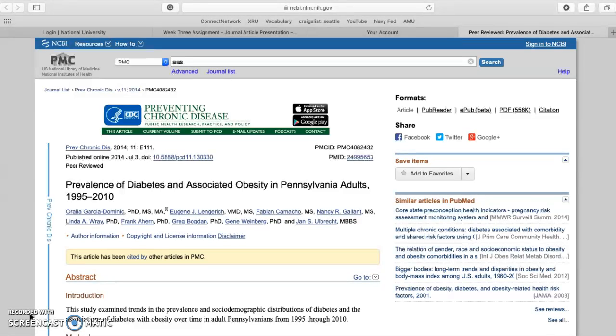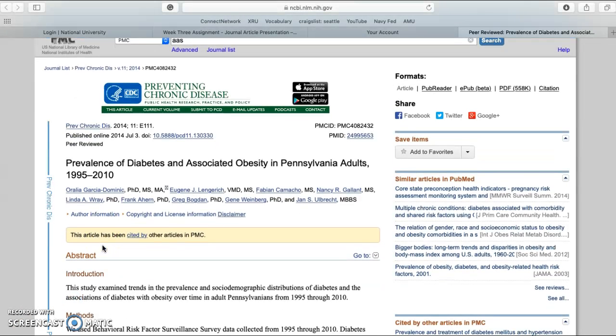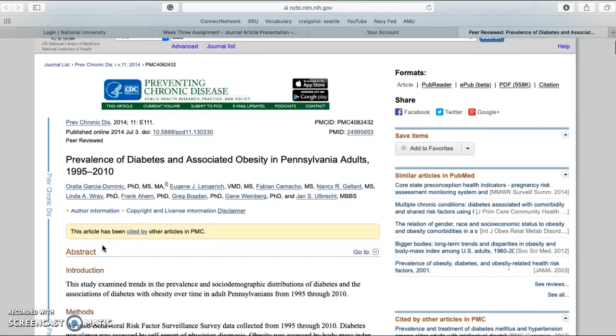For this assignment, I will be covering this article, as you can see right here, called Prevalence of Diabetes and Associated Obesity in Pennsylvania Adults from 1995 to 2010.